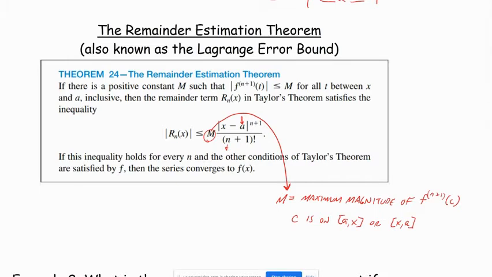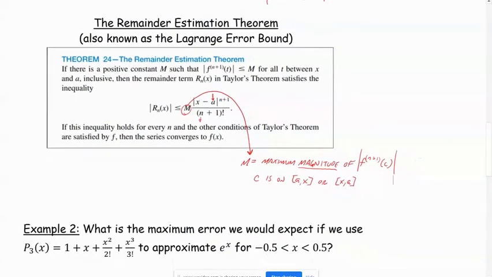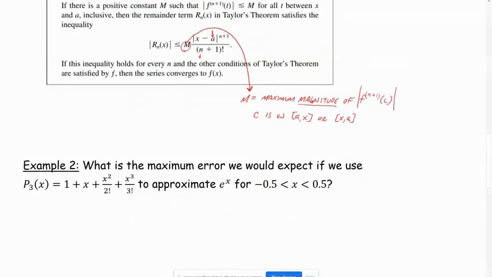Okay, and so when we say magnitude, that means we don't care what the sign is. It can be a positive number or a negative number. We're just looking for the maximum absolute value. So if it helps you to put absolute value around that, we're trying to find the maximum value of the absolute value of the n+1 derivative of the function. So that may be a little bit confusing looking at the theorem, so let's actually try it out.